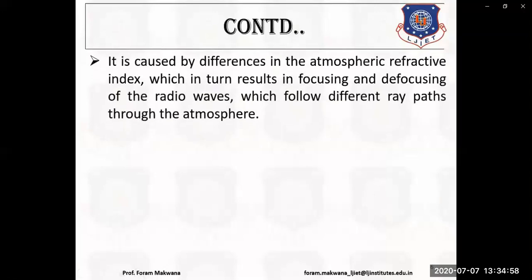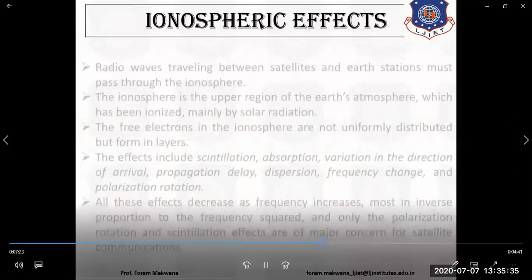So it is caused by the differences in the atmospheric refractive index. As I told you, the atmosphere has different layers, and it also contains different refractive indices. The signal travels through different refractive indices, which results in focusing and defocusing of radio waves, which follow different ray paths through the atmosphere. Okay? Now, the ionospheric effect.